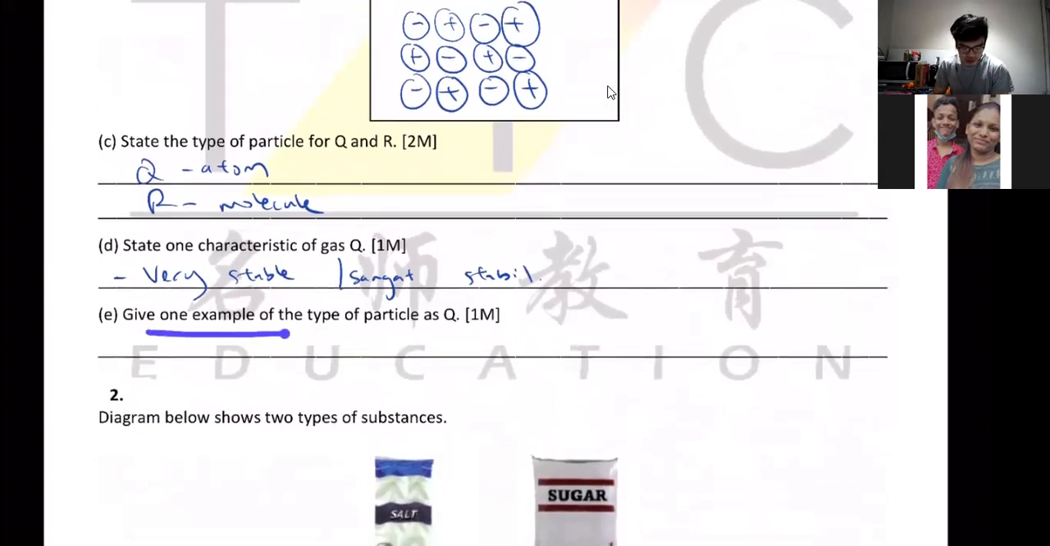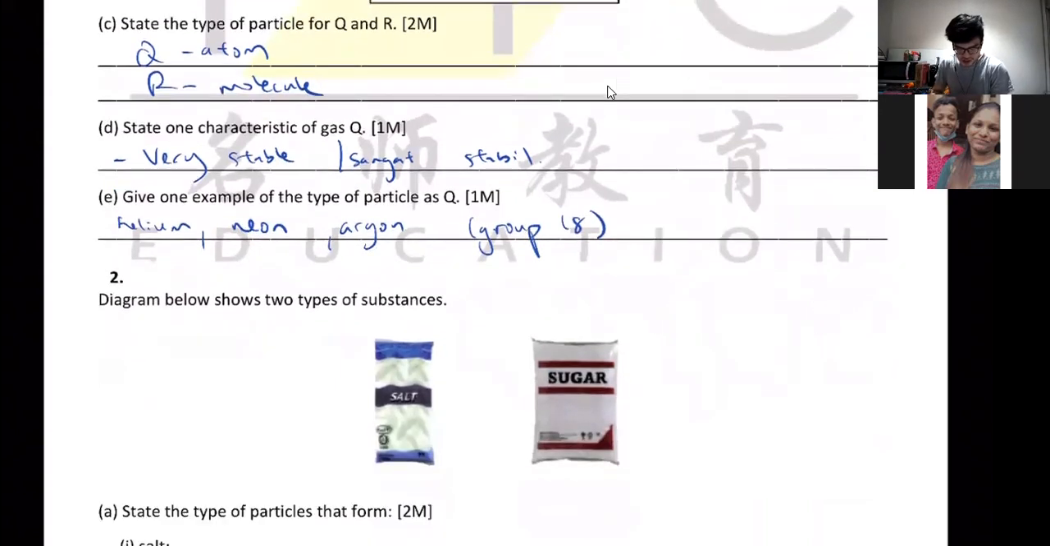So give one example of particle Q. You can say helium, neon, argon. Take your pick. Any group 18, kumpulan 18. Remember your periodic table. You learned this in Form 1 already, and you're learning it again in Form 4. So no excuse for you not to know. All right, very simple question.